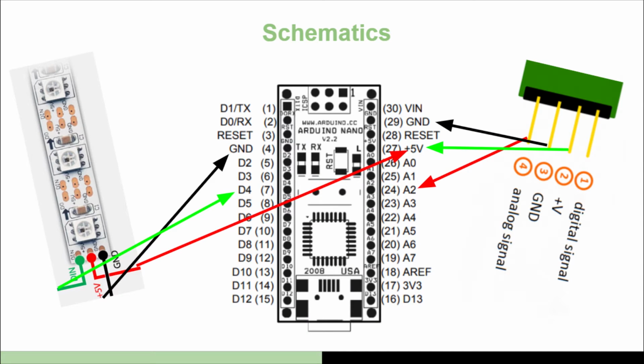This is the schematics. As I said, the ground is connected to ground in both cases. Plus voltage is connected to plus voltage in Arduino. Data input is connected to D4, and analog signal is connected to A2.